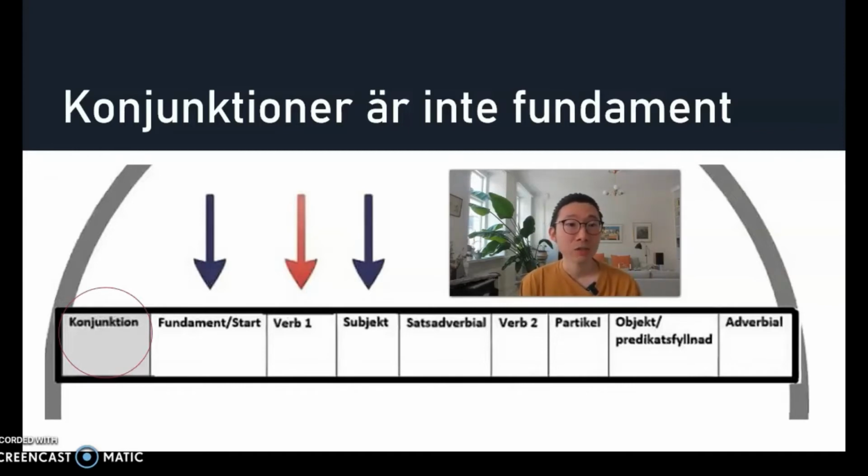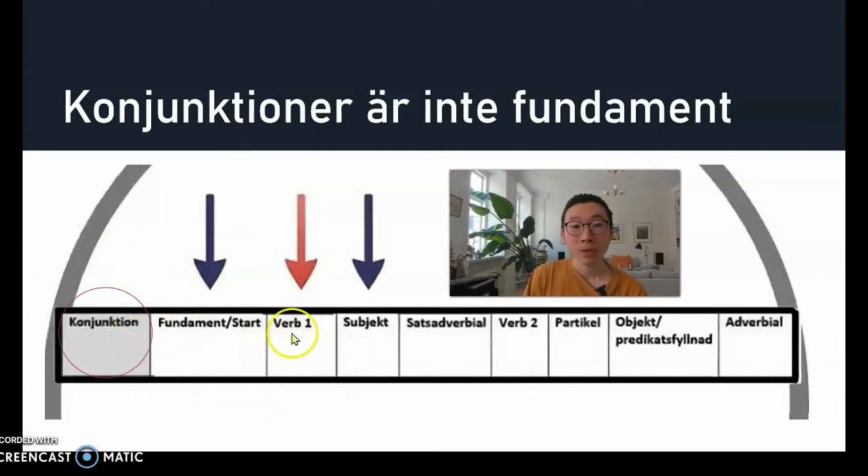more on the sentence and the clause chart. Sentence or clause chart in Swedish is called satsschema. So literally it's translated as the clause schedule. So this is an example of the clause schedule. Vi börjar med fundament eller start. Fundament means fundamental, important things. You start a sentence with important information.